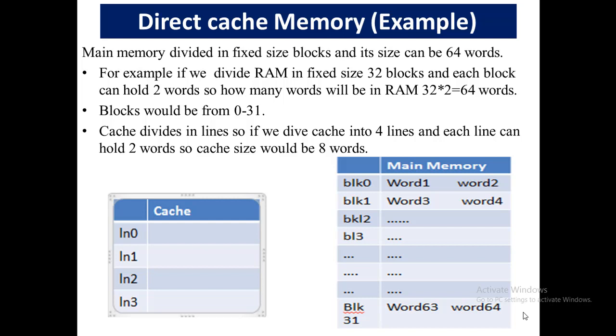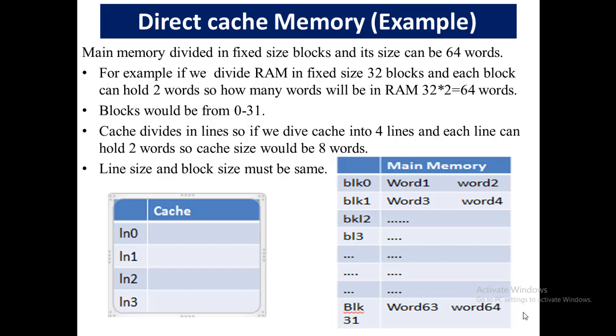So if we divide cache into 4 lines, then each line can hold 2 words. So cache size would be 8 words. Always keep in mind that line size and block size must be the same. If a block can save 2 words, then the cache line must also save only 2 words. The size must be the same.